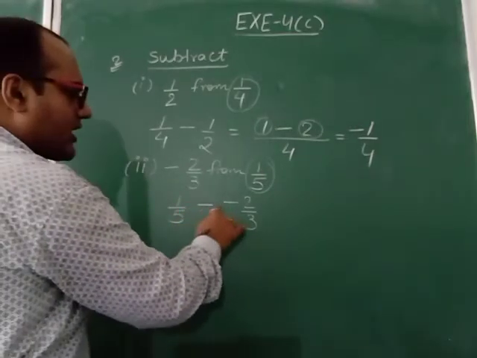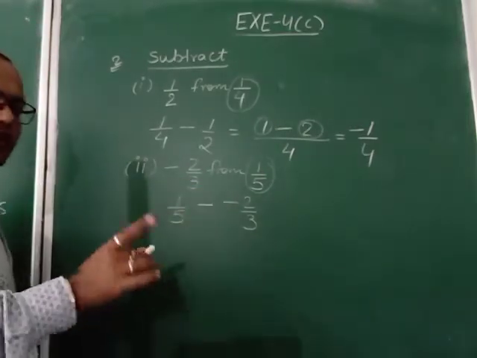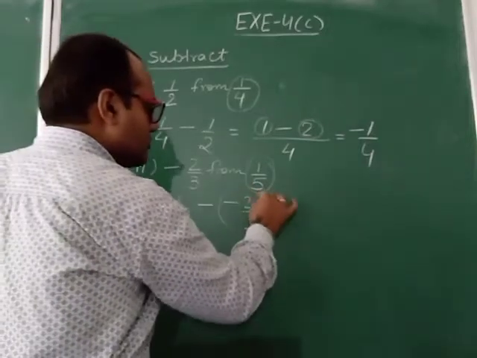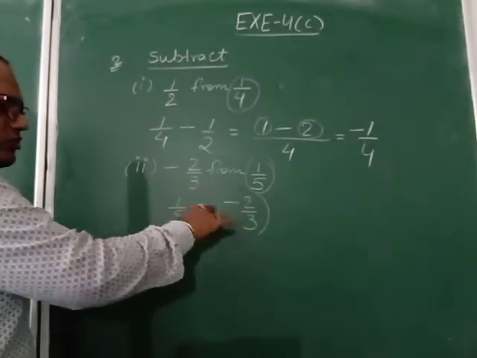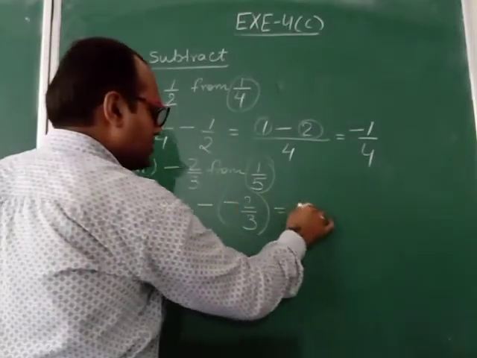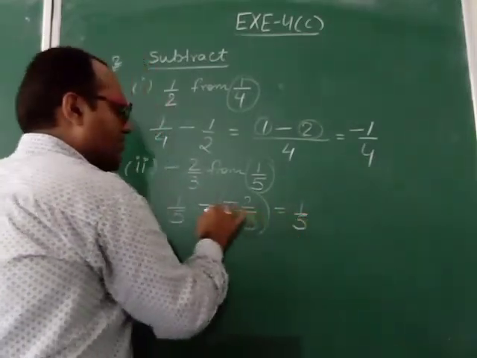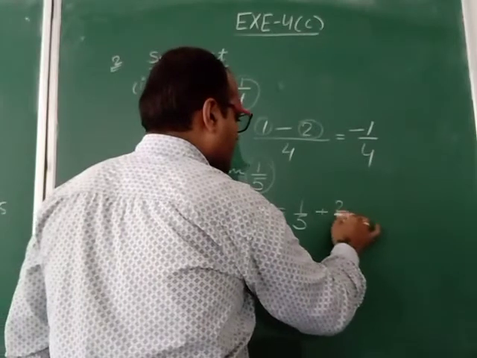So here two signs are coming together. So whenever two signs are coming together, you have to use bracket. Now this bracket we have to remove. So minus and minus will become plus. So 1 upon 5 minus and minus plus 2 upon 3.